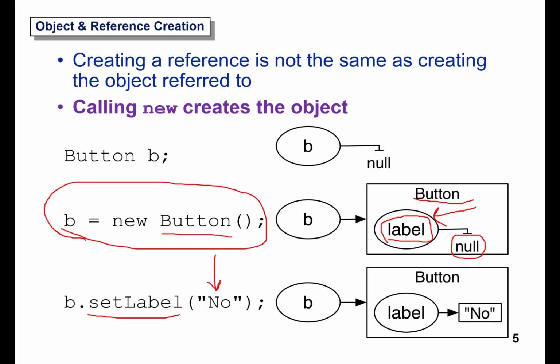In order to access a method such as setLabel, you use a dot operator here. So you use the reference to the object that we've created here. Once the object's created, you have access to all its methods, and you access the methods through this dot operator here.